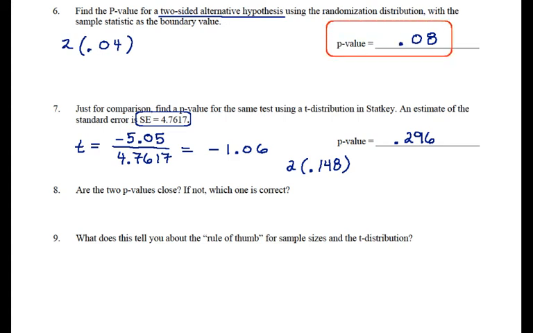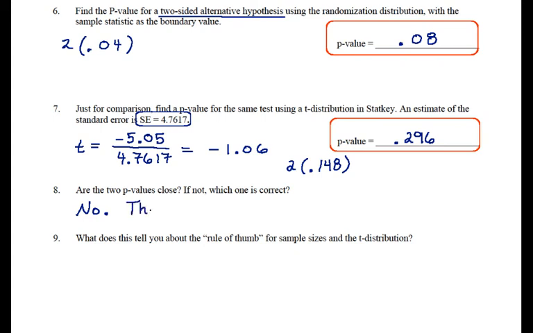These are not at all close. And they shouldn't be, right? This distribution didn't look at all reasonable to approximate with a t-distribution. And so if we do it anyway, we get something that's not valid. They are not close. And in a situation like this, we would trust the randomization distribution, not the t-distribution. So the randomization distribution is correct if we can see from that randomization distribution that it was not appropriate to use a t-distribution to describe the shape. So that 0.08 is more trustworthy than the 0.296.